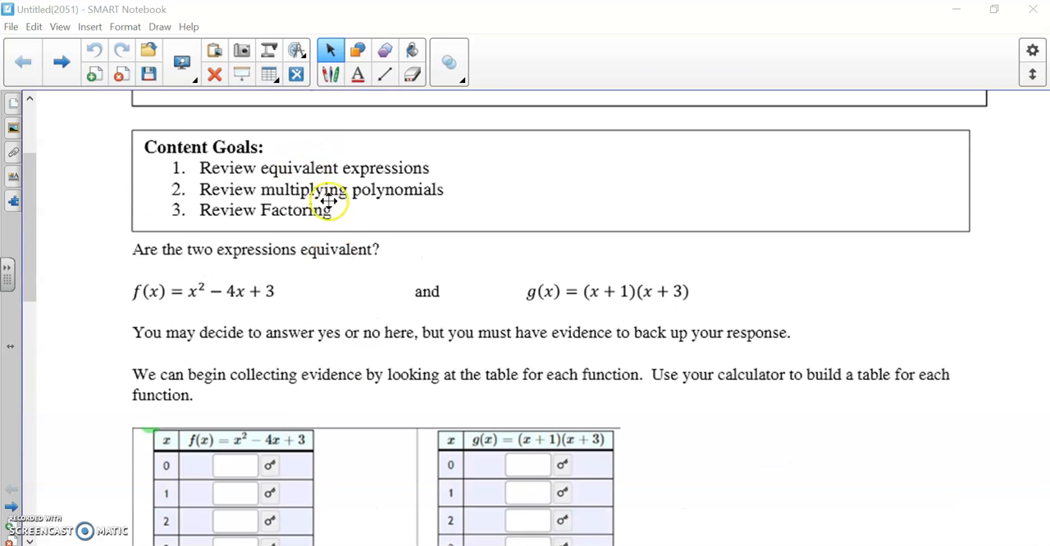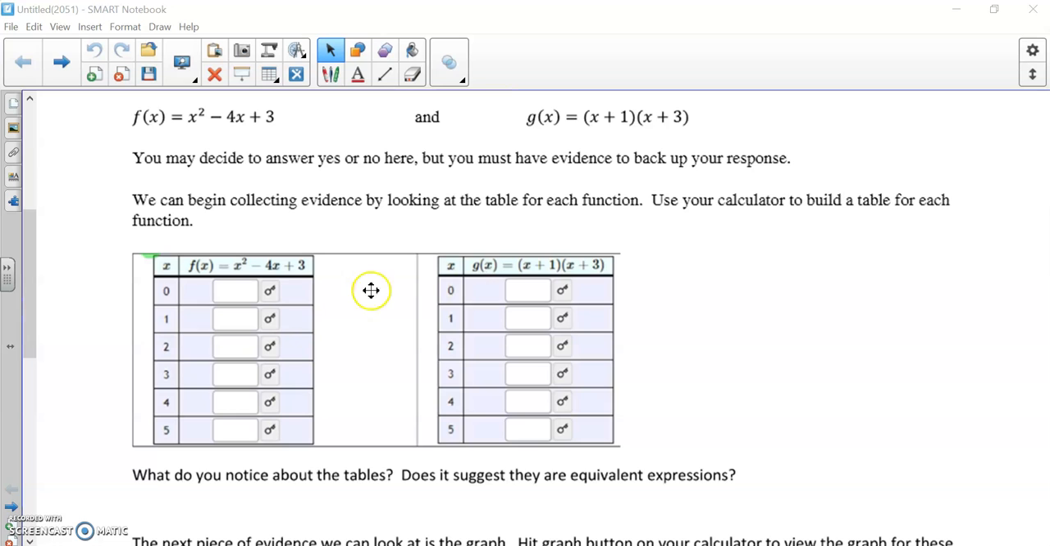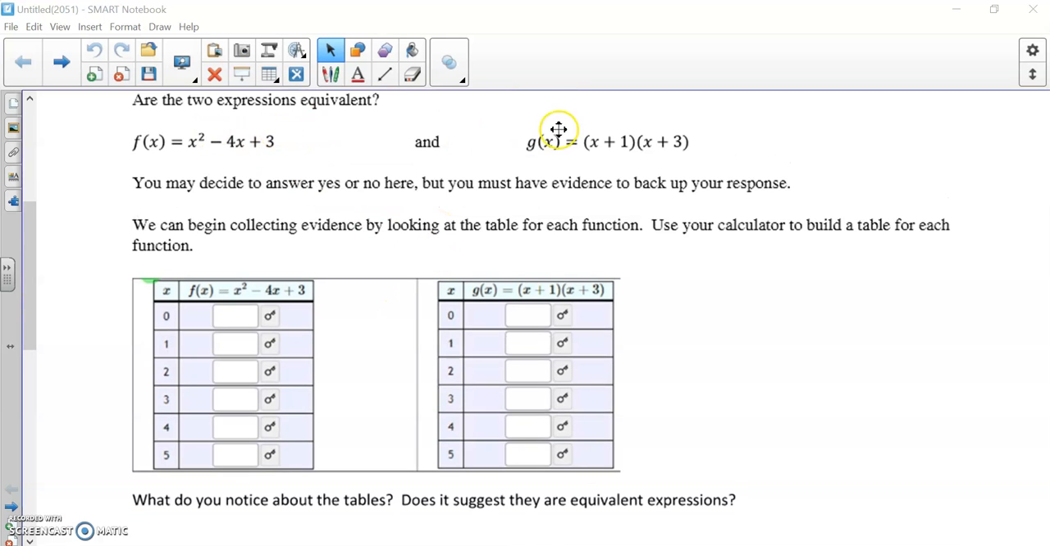Today we're going to talk about reviewing, verifying if expressions are equivalent by using tables, by using graphs, and then also algebraically, along with factoring and multiplying polynomials. So, let's start with equivalence here. If I give you these two expressions and I'm like, okay, are these equivalent?